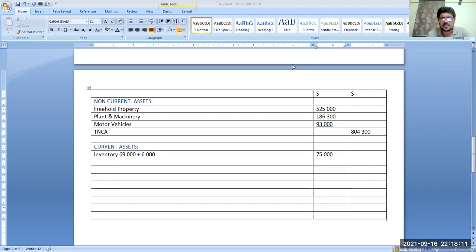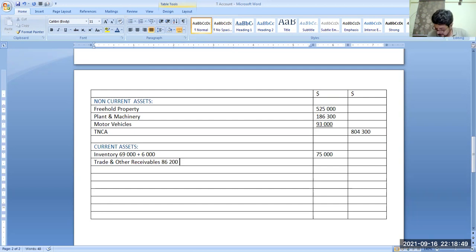Now, total non-current assets 804,300 and inventory is 69,000 plus 6,000. The value of closing inventory is going to increase. So that would be 75,000. Done. Now, second current asset, trade and other receivables. This is how much? 86,200.